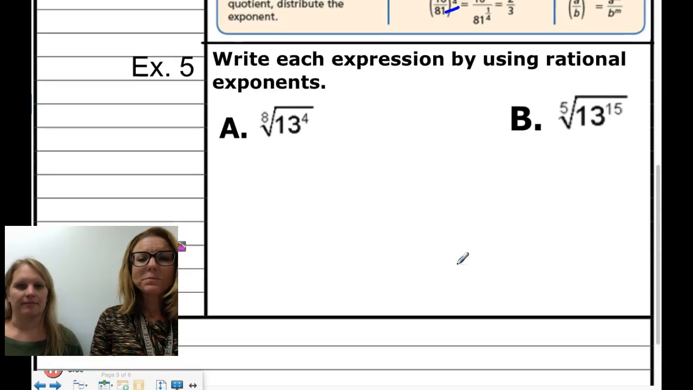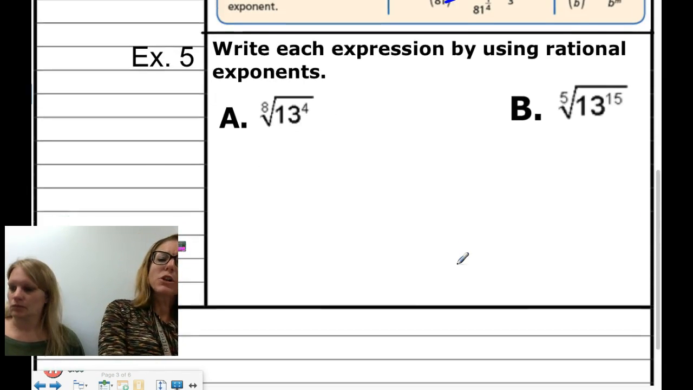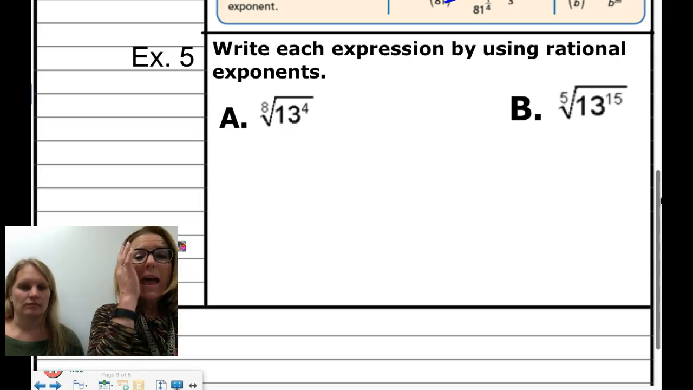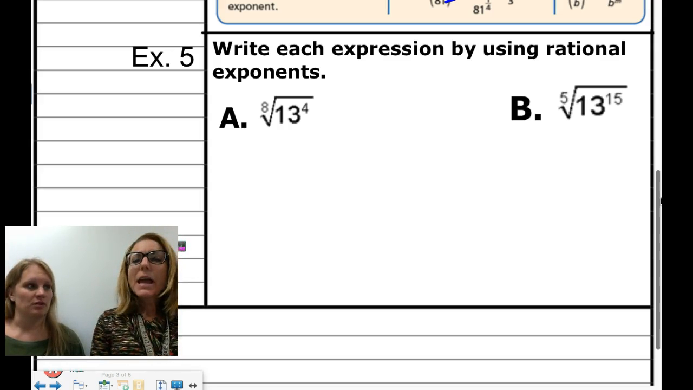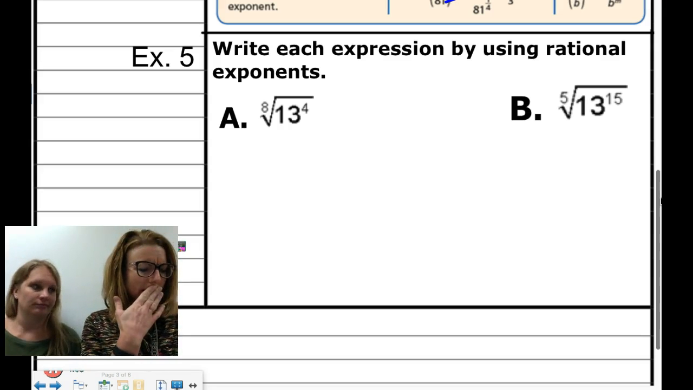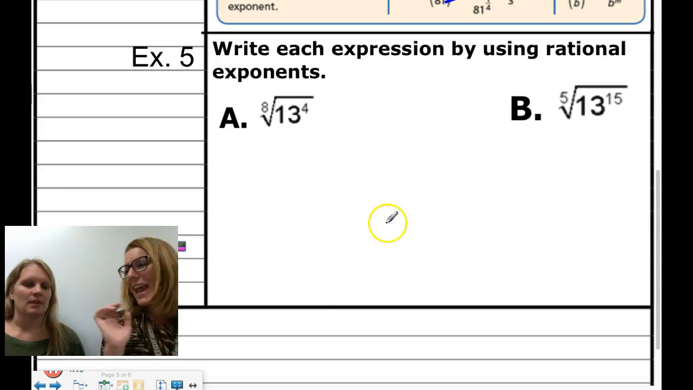All right, so here we go. Write each expression by using rational exponents. So we're not going backwards, we're just going to simplify. Some of these we can. Let's just see if we can simplify.